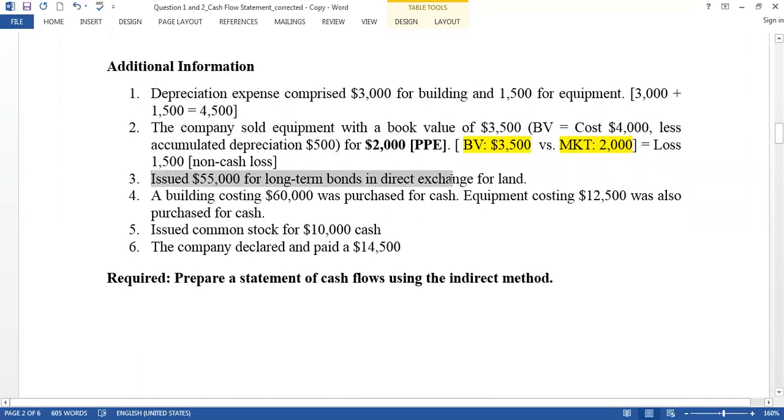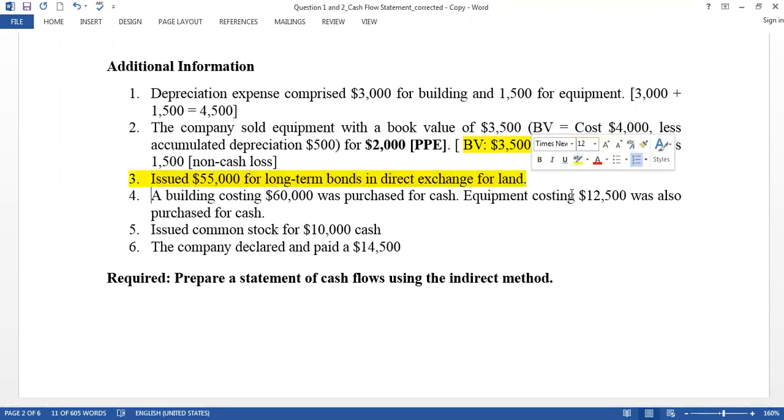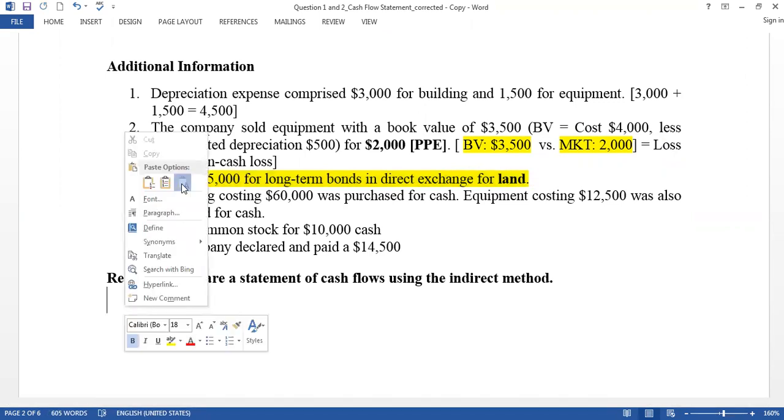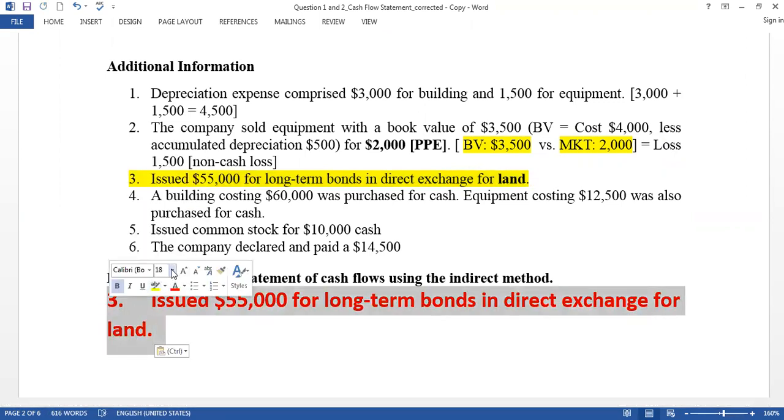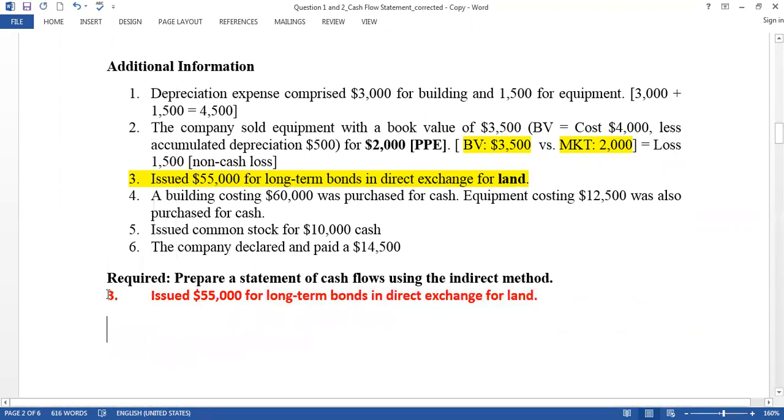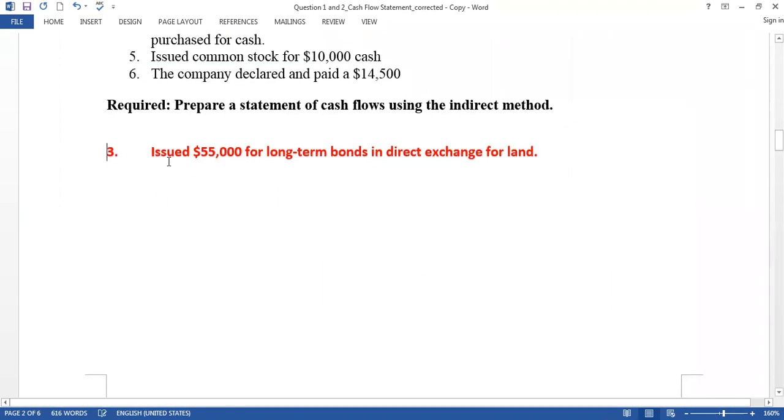So number 3 is about the land. Number 3 said that this is the land, right? So if I copy this one and ask you what is the journal entry for this transaction? You purchase land in exchange for bonds. What is the journal entry here?